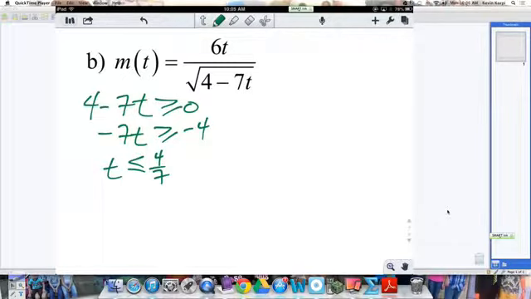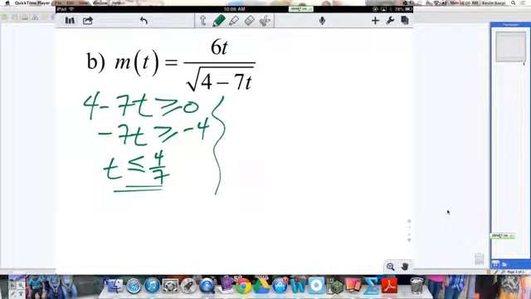Quickly checking, to the left of 4/7, like 0, it should work. Plug it into the radical, and you get square root of 4, that's good. Something greater than 4/7 that shouldn't work, like 1. 4 minus 7 is negative 3. Under a radical, that's no good. So this is probably correct, more than likely.